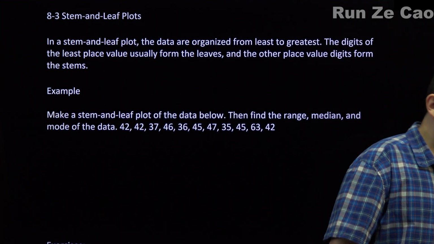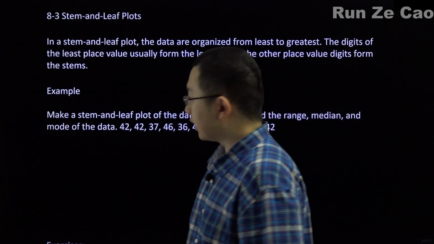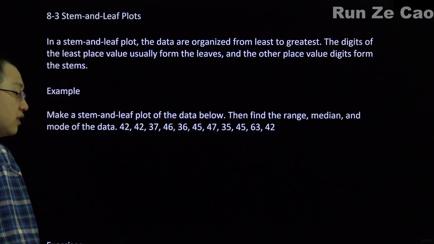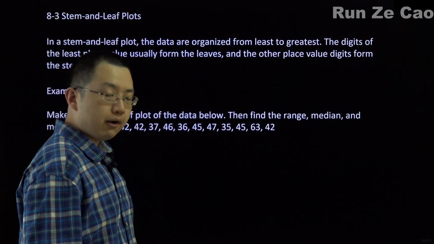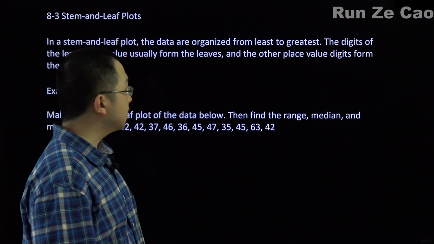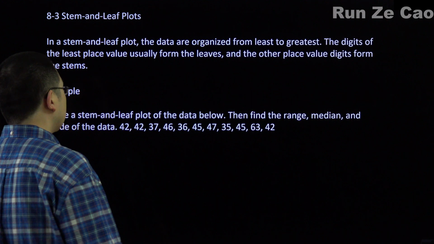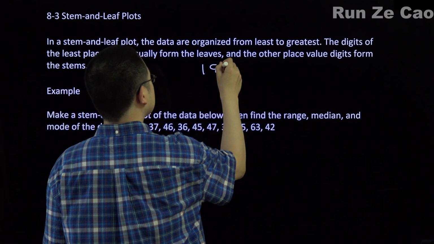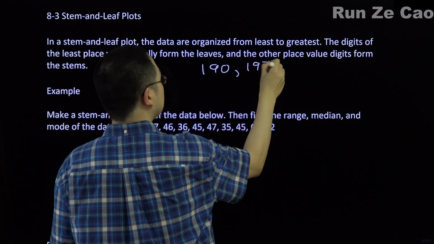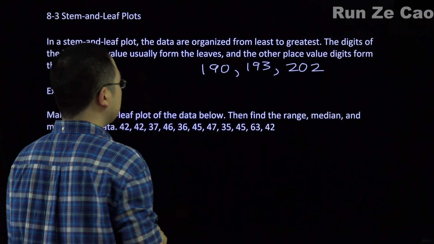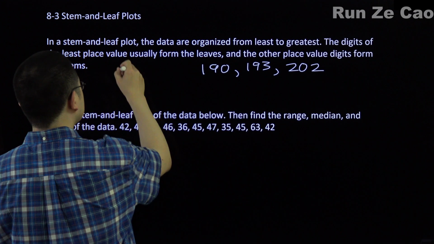In a stem and leaf plot, the data are organized from least to greatest. The digits of the least place value are usually the leaves, and the other place value digits form the stems. However, it could be that the digits of the last two place values are the leaves. Say you got 190, 193, and 202. You can organize them like this.